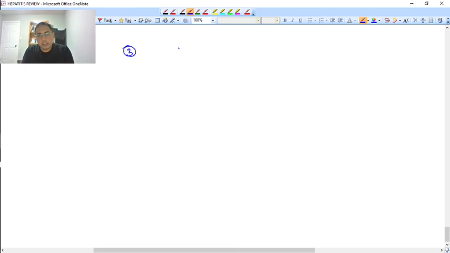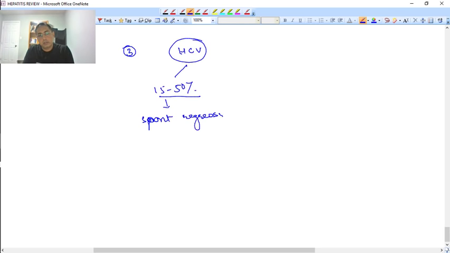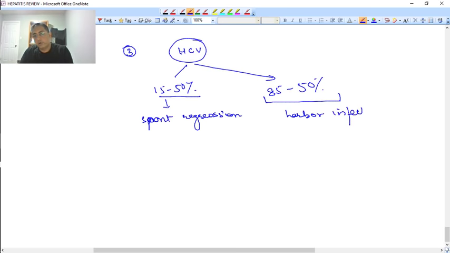15 to 50% show spontaneous regression of the disease, and roughly the remaining 85 to 50%, right, the remaining people will harbor infection for all their life, and they become a chronic carrier. So that's how HCV is bad, because it causes too much chronicity.